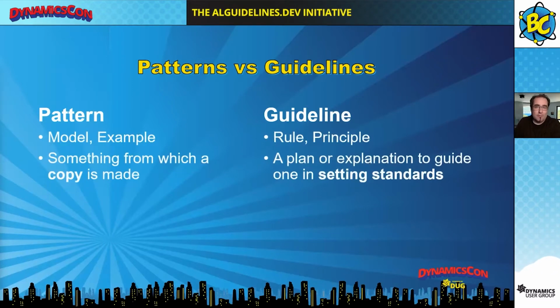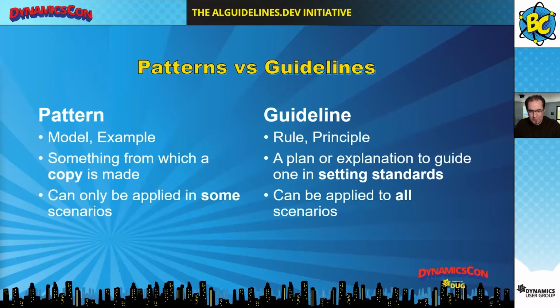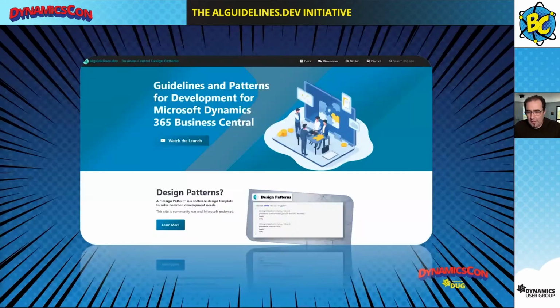It's basically a standard. And maybe the best description I could come up with is that a pattern is only applicable in a few cases, like when you actually have that problem. It's designed as a solution for a specific problem, while a guideline should be able to be applied in all cases. It's always the guideline for doing that. A guideline to create an API page, for instance.